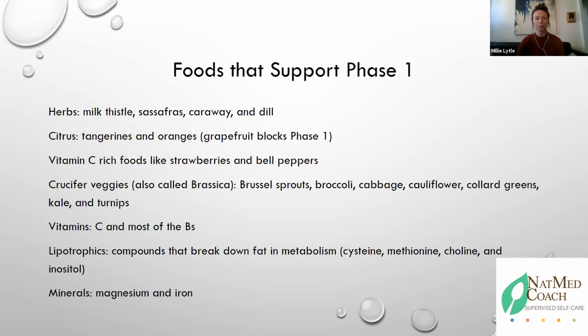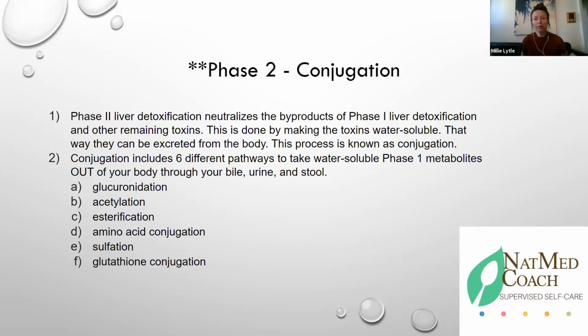Phase 2. And I've started phase 2 because phase 2 is really what we're talking about when we're talking about liver detox and doing a liver detox. Because the reason is because if chemicals get stuck in phase 1, phase 2 is not happening, then we start getting all these signs of aging. And so phase 2 is called conjugation.